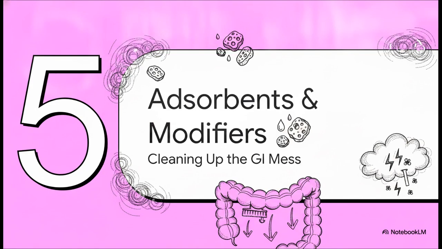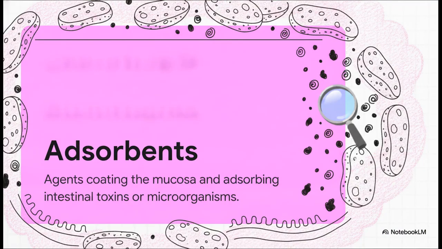Next up, Section 5, Adsorbents and Fluid Modifiers, cleaning up the GI mess. Let's shift gears from hitting the brakes to actually mopping up the toxic contents inside. First up, adsorbents, with a D. These are agents like aluminum hydroxide and methylcellulose. Imagine them as giant physical sponges inside the gut. They coat the intestinal mucosa and physically bind directly to the nasty toxins and microorganisms. Just keep in mind, while they are great at cleaning up, they're generally a bit less effective at stopping the flow than the anti-motility drugs.